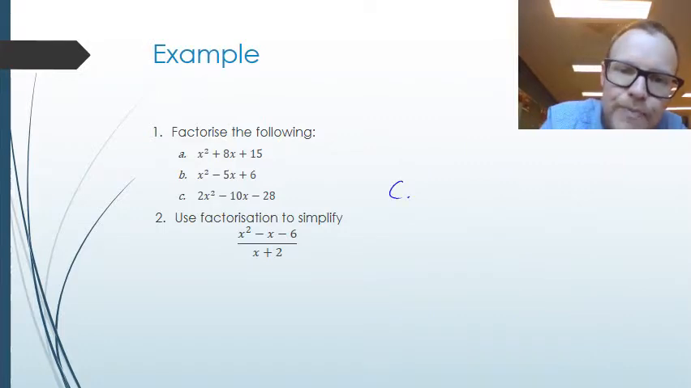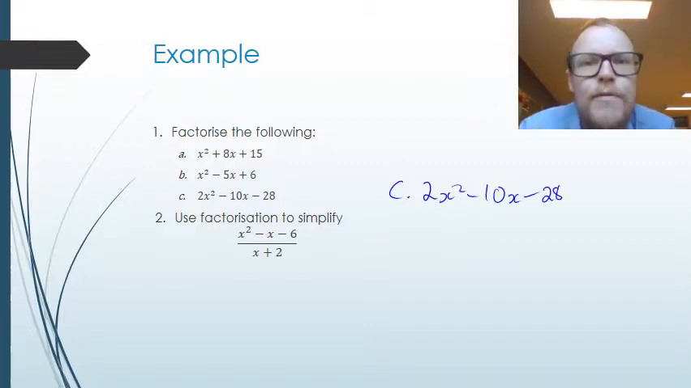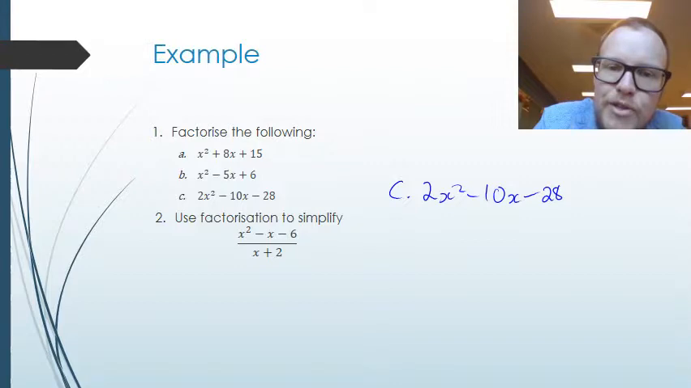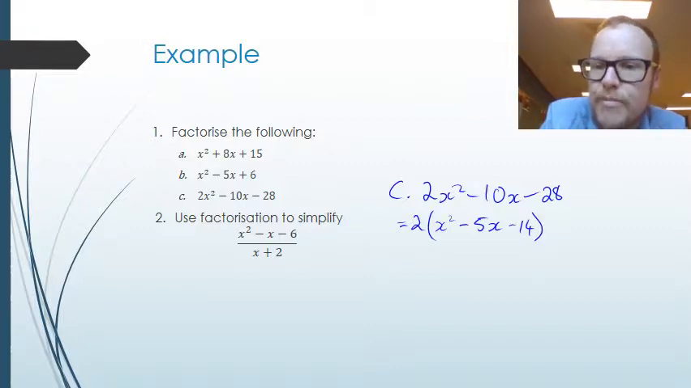Looking at C, this one's slightly different. This doesn't immediately look like a monic quadratic. There is a coefficient of 2 at the front. It's not monic, but what we can do is take that common factor of 2 at the front to turn it into 2 times a monic quadratic. So we get x squared minus 5x minus 14 inside the brackets there.